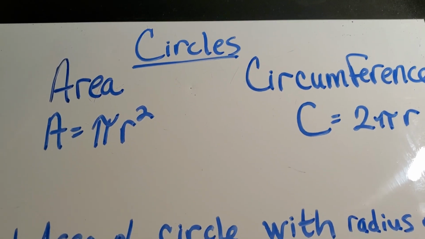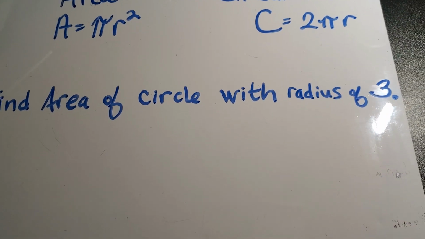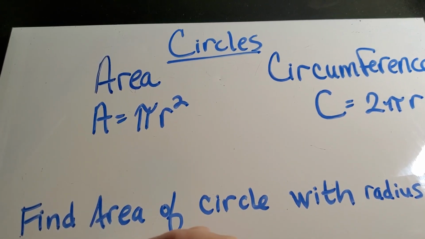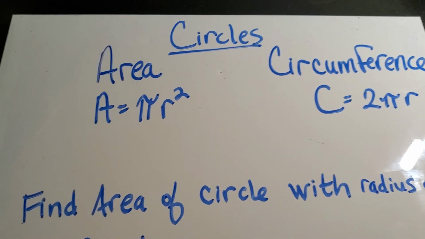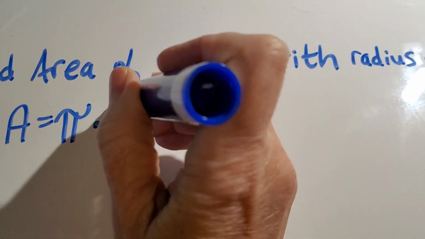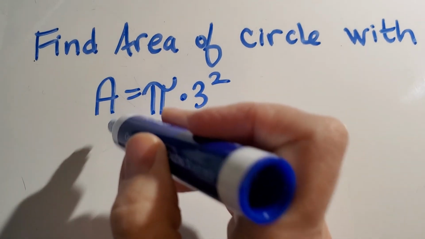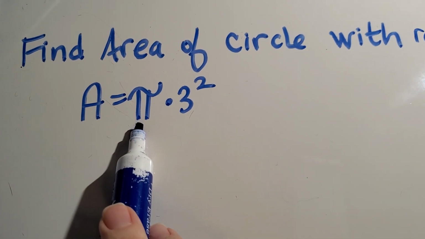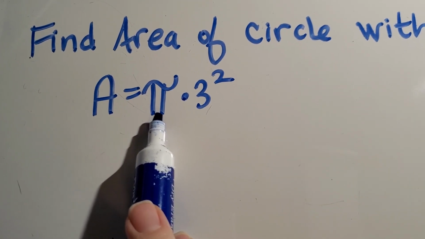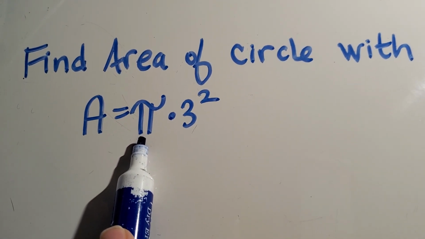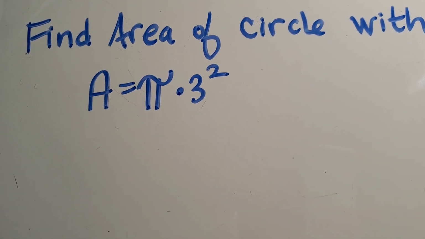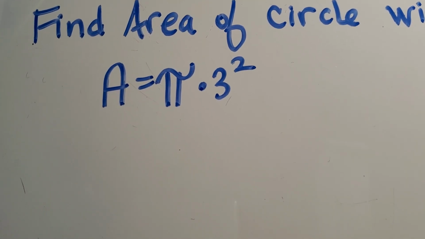So the first one we're going to do is find the area of a circle with a radius of 3. So I know the formula for area of a circle is area equals pi times the radius squared. And the radius in this example is 3. So I'm going to say times 3 squared. Okay. Some problems you can just leave pi as pi. Some problems will tell you to use 3.14 for pi, and some problems will want you to use more decimal places than just 3.14. We're going to use just pi and 3.14 on this problem.